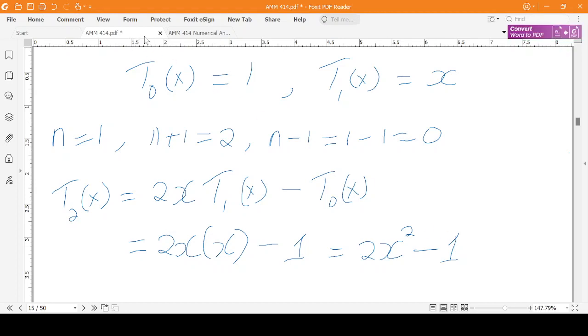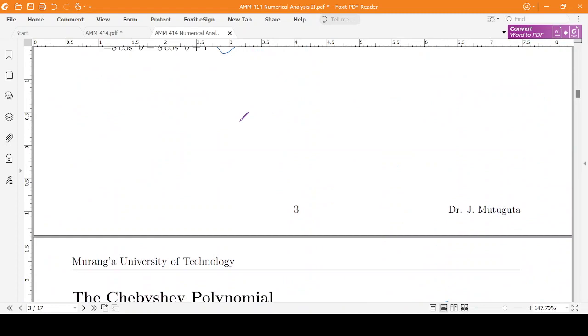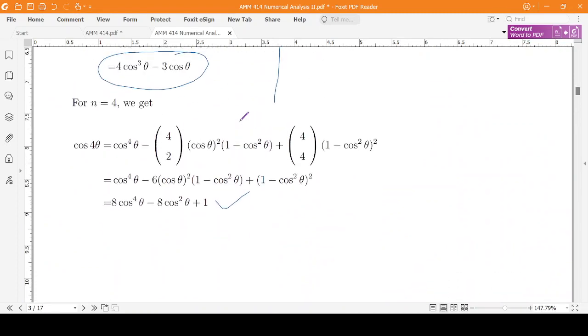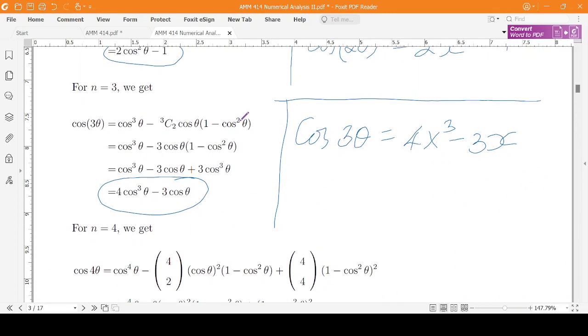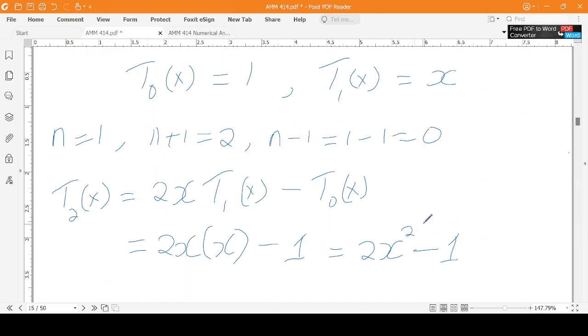Now, if you compare this with the previous expansion, where we were expanding cosine of n theta, the case where n was 2, cosine of 2 theta, you see we have 2x squared minus 1, which is exactly the same expression that we get here.